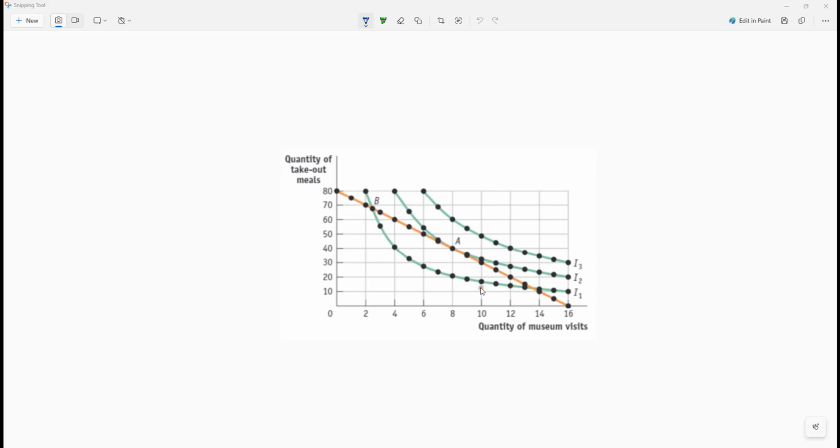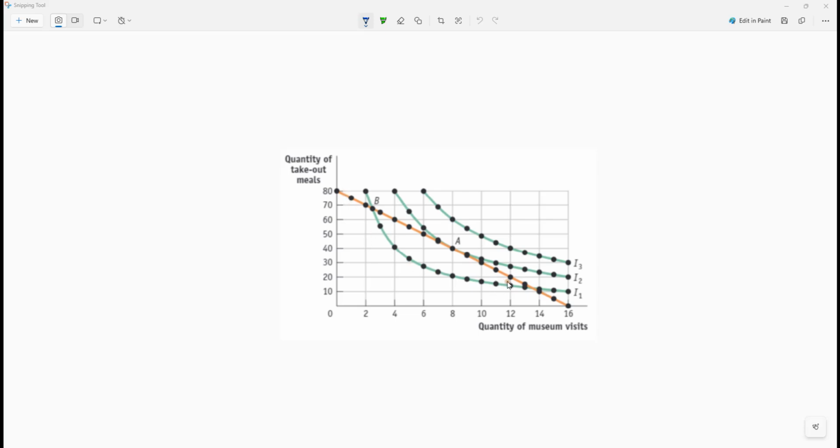Now, there's some rules. The further out you go, the more happiness you have. So I want to be on the indifference curve that is furthest out. So indifference curve 3, this is all of these combinations that are equal, and those are more beneficial to this consumer than anything on indifference curve number 2 and anything on indifference curve number 1.